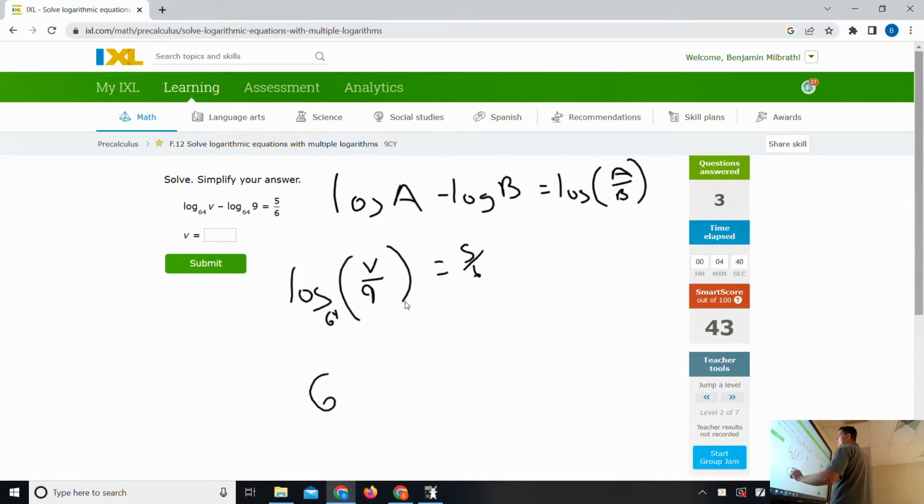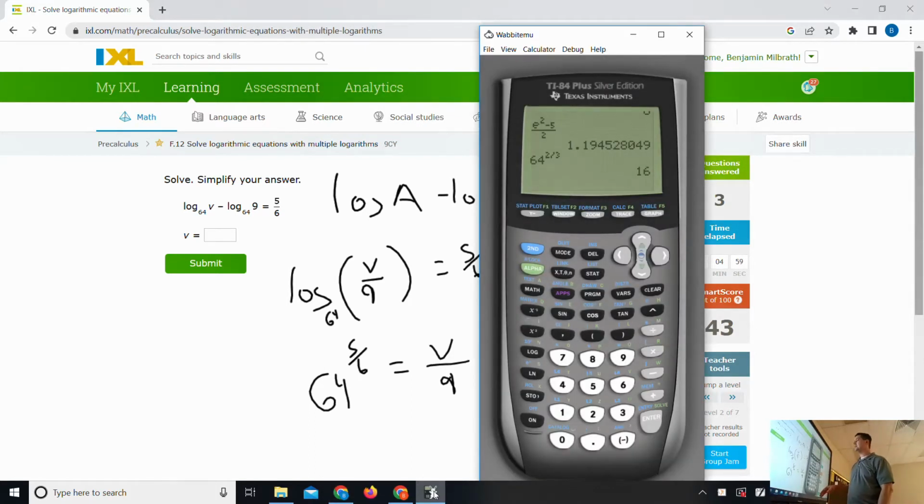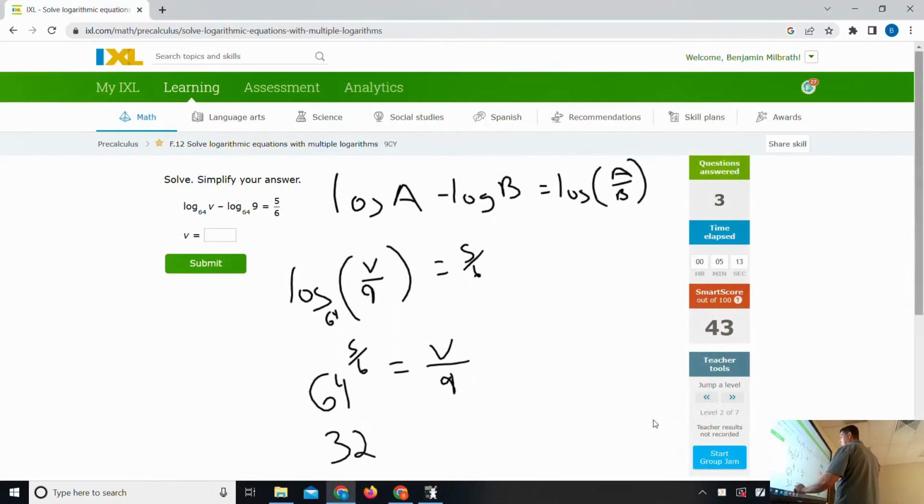On my conversion to exponential notation, or form would be a better thing to say, 64 to the 5/6 is v over 9. 64 to the 5/6, I feel like it's 32. Like, that's what my brain's telling me. Seems like the 6th root of 64 is 2, and raise 2 to the 5th, you get 32, but I'm pretty blasted tired. Let's see how good my tired brain is. It was 32. How about that? 32 is v over 9.